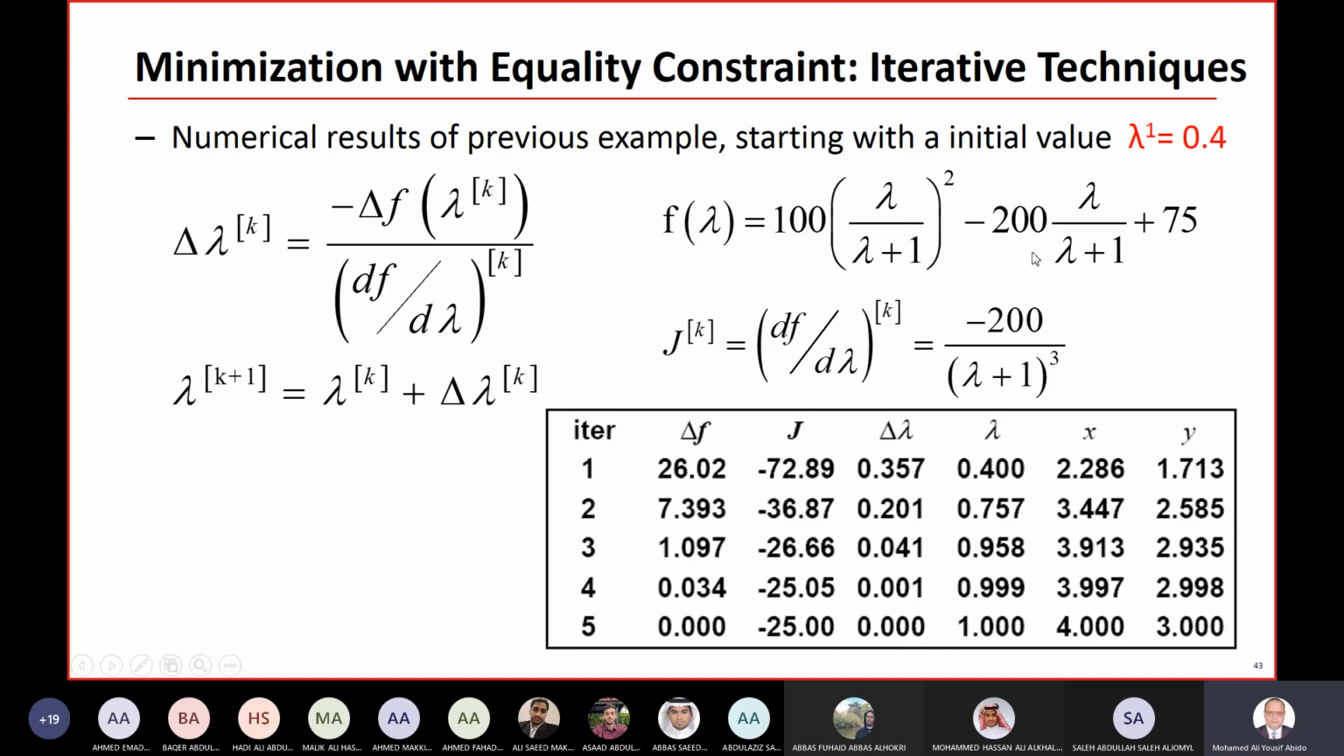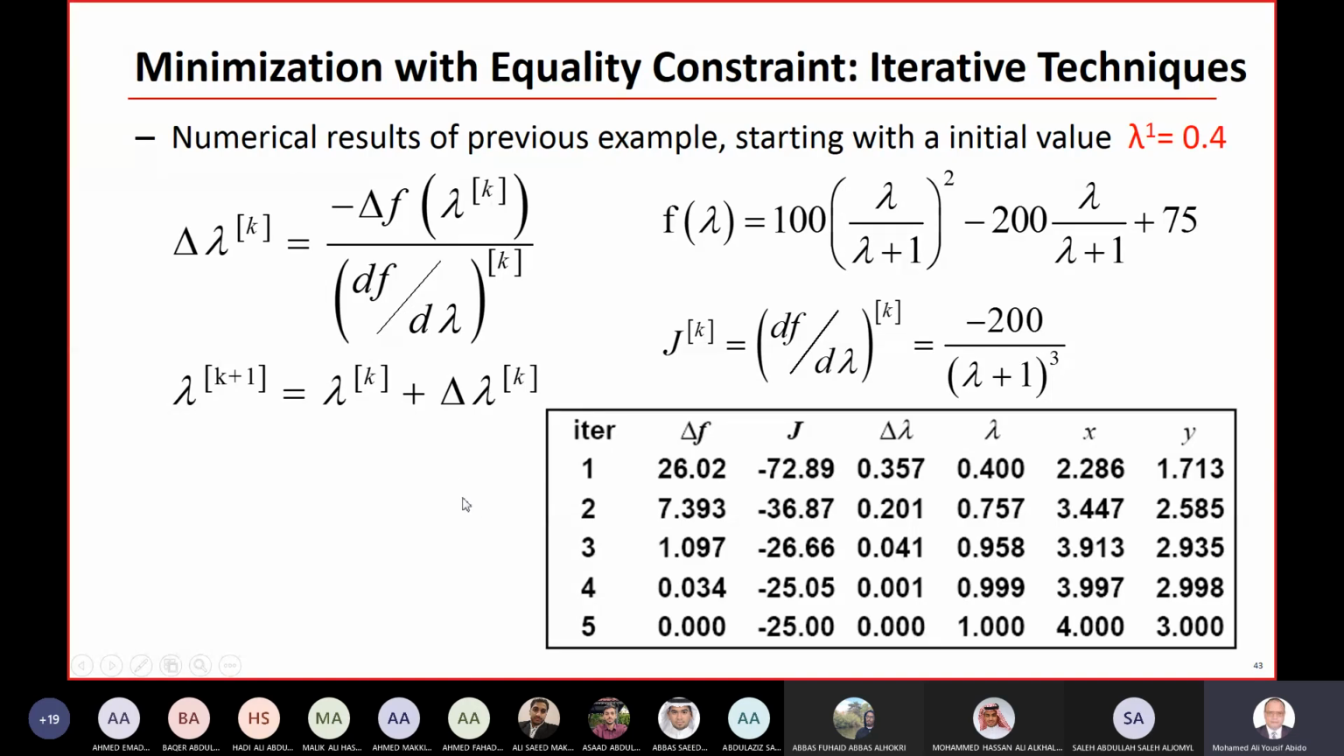So this equation is a function of lambda. Let us start with the derivative, what they call the Jacobian, which is the derivative of f with respect to lambda. Okay, the derivative is equal to minus 200 over (lambda plus 1) cubed. So this is the general formula of delta lambda, and this is the recursive formula: lambda of k plus 1 equals lambda of k plus delta lambda of k.